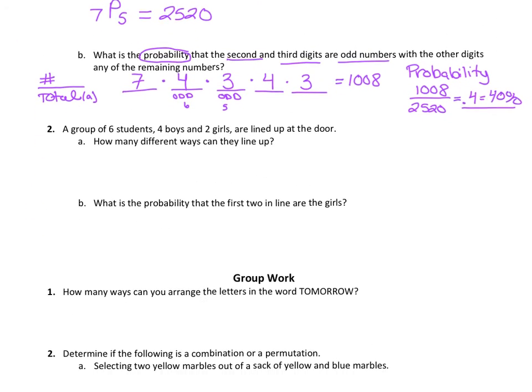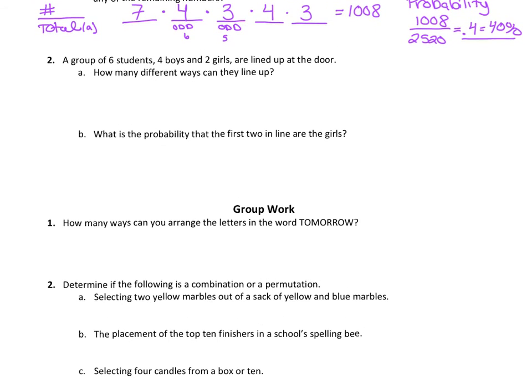So let's do something similar in example 2. In example 2, it says a group of 6 students, 4 boys, 2 girls, are lined up at the door. How many different ways could they line up? Well, there's 6 possibilities, and I'm picking 6 of them. So remember, that's the same as 6 factorial, which would be 720.